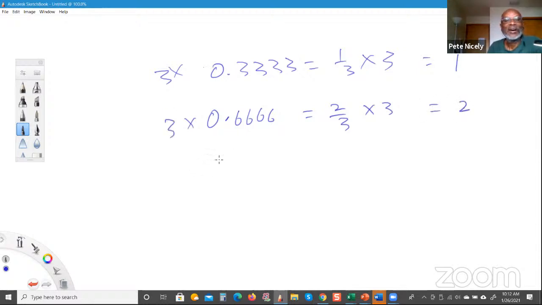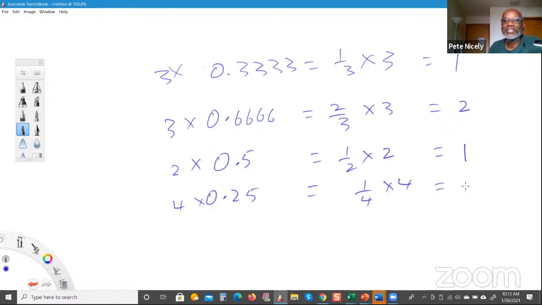If you have 0.5, in other words, 5 after the decimal point, that is the same thing as a half, which means that you'd have to multiply by 2 to convert that to an integer, which would be 1. If you have 0.25, that is the same thing as 1 over 4. So that means you'll multiply by 4 to convert this to an integer, which in this case will be 1. If you have 0.75, that is the same thing as 3 over 4. So if you multiply by 4, that will give you an integer, which in this case will be 3.